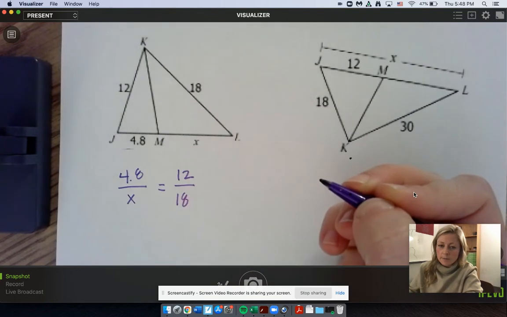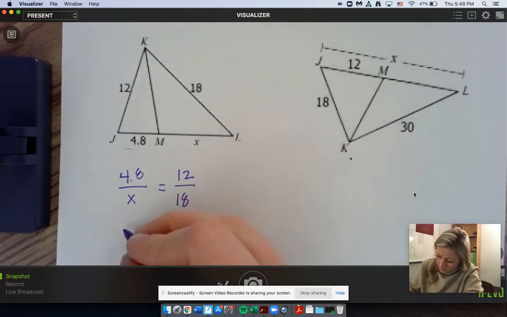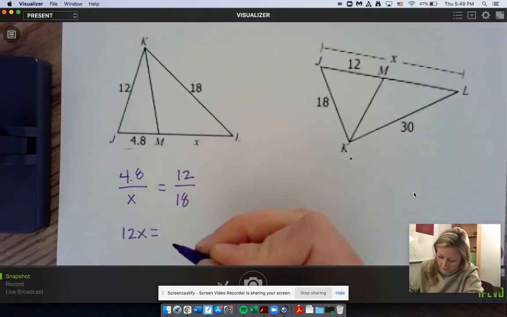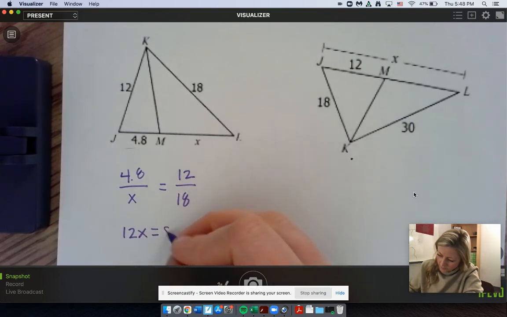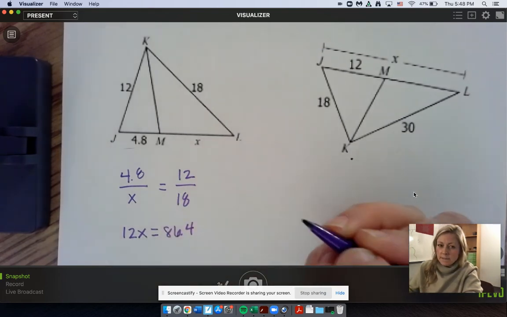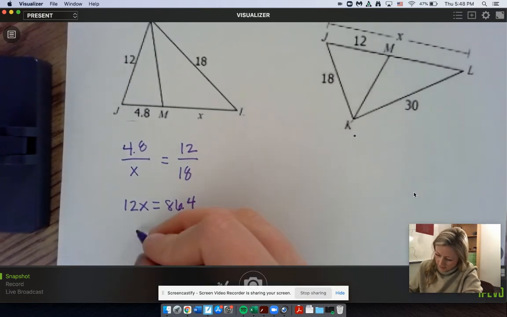And now we cross multiply. So we'll have 12x, 4.8 times 18 is 86.4. Divide out, x should be 7.2.